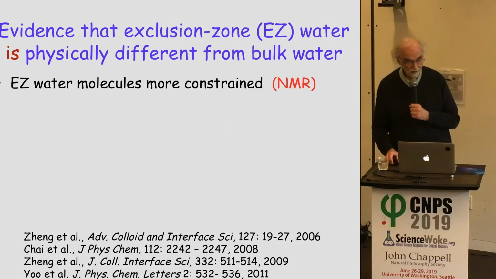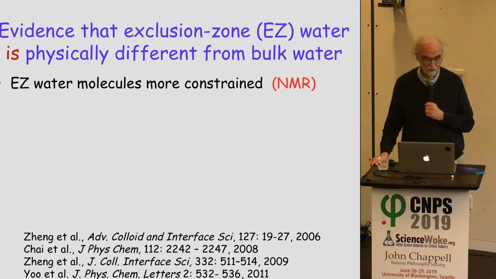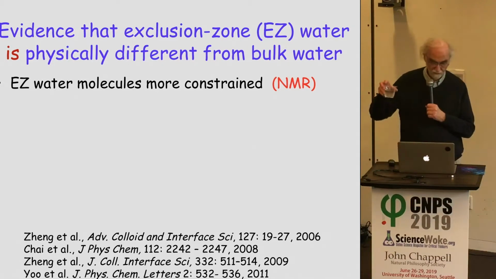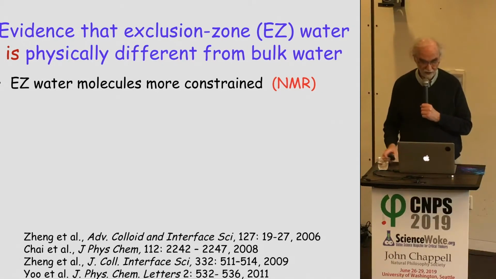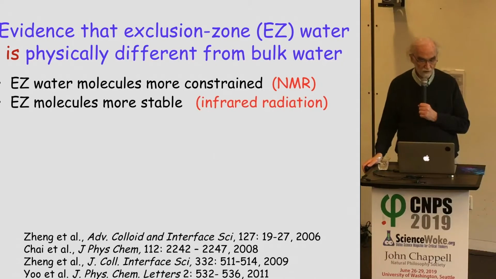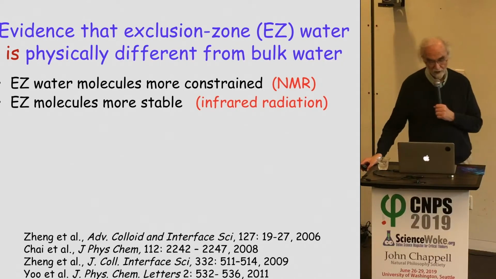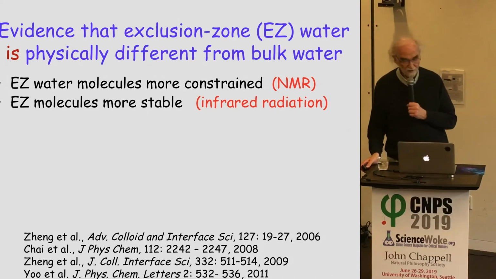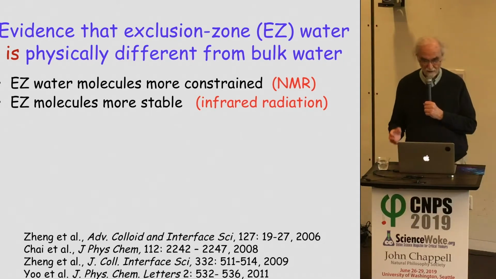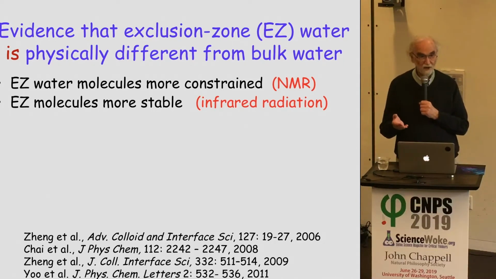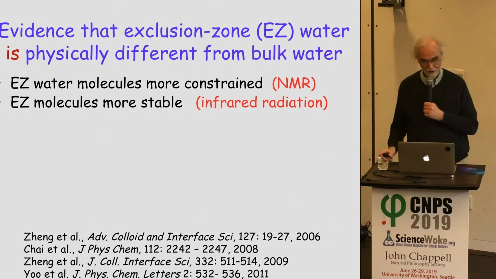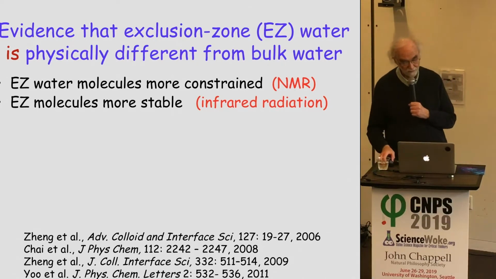The first one is that the water molecules in the EZ are more constrained than water molecules in a glass. That's using NMR, nuclear magnetic resonance. And the EZ molecules are more stable. If you measure the amount of infrared radiation coming from this zone, it's much reduced compared to ordinary water. It looks like it's more stable. The charge is not moving a whole lot. It's not generating much infrared radiation.